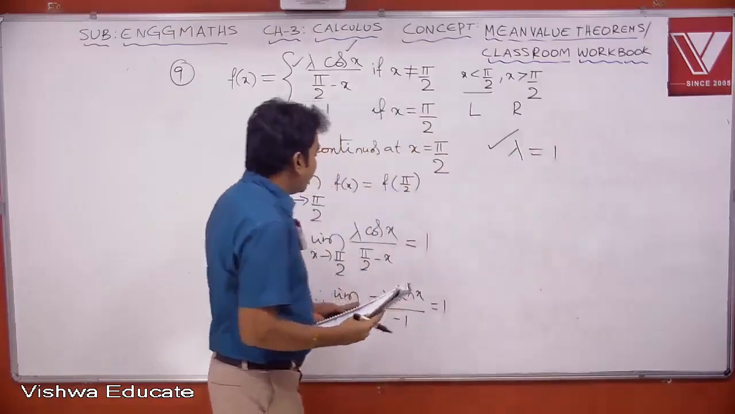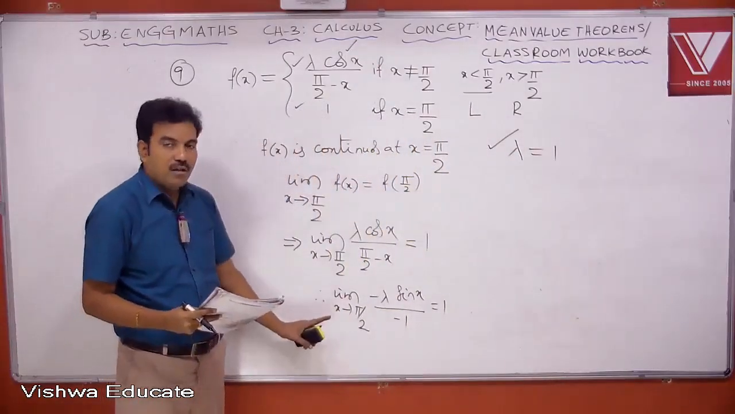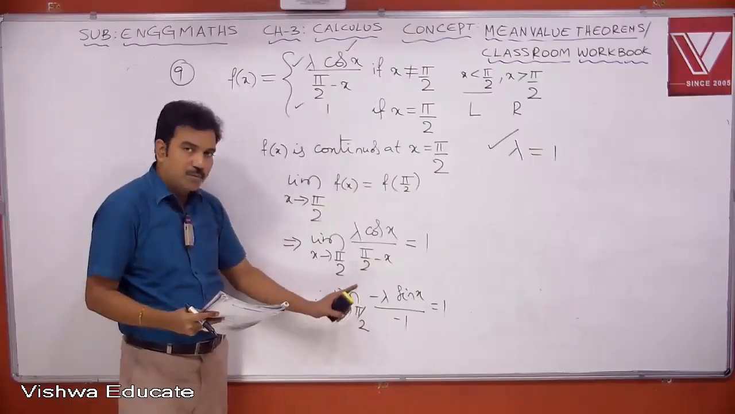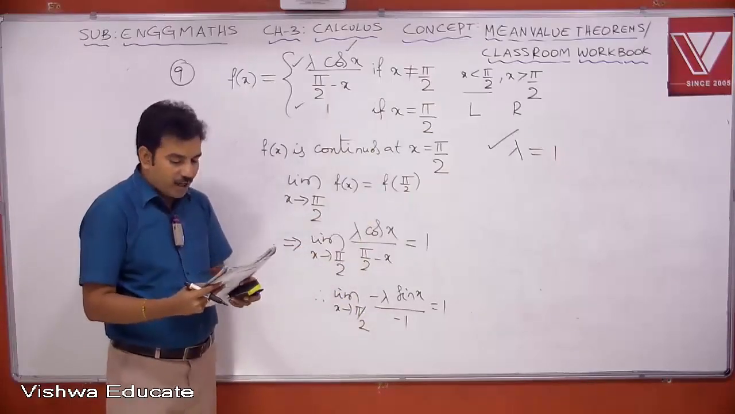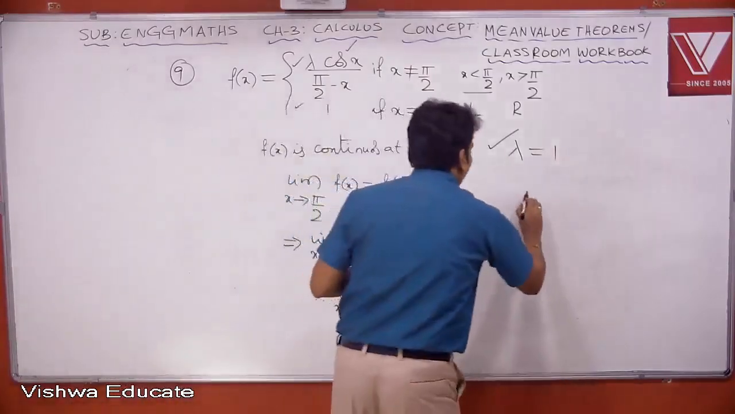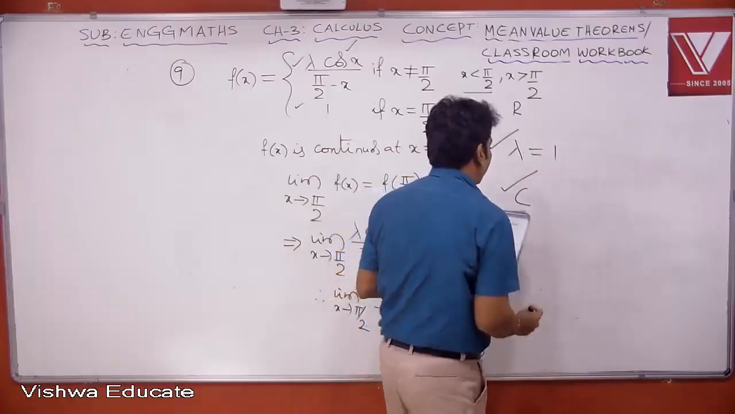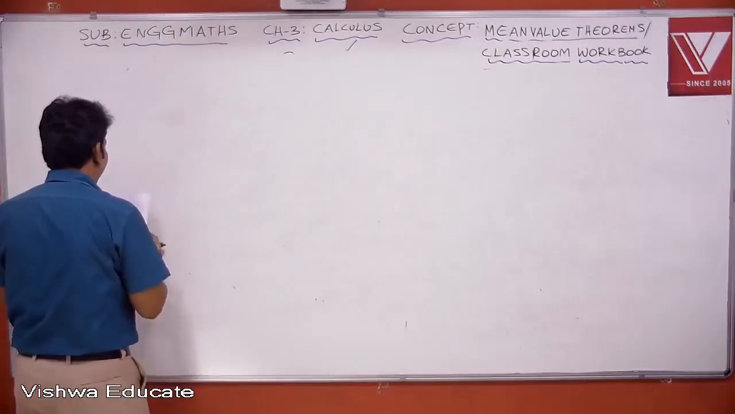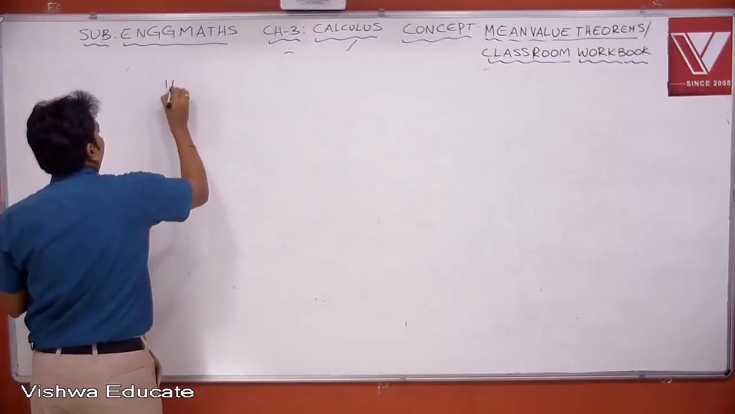So when you apply just the definition of a continuous function followed by application of L'Hospital rule, we get the lambda value equal to 1. So option C is the right answer. Note this.